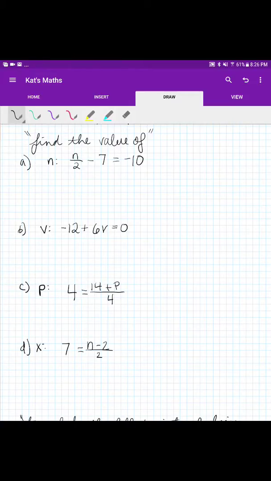We want to get the n by itself, so we add 7 to both sides here. N over 2 is equal to negative 3, right? And then you can multiply by the 2 to get rid of that. You have a negative times positive, so it gives you a negative. So n is equal to negative 6.